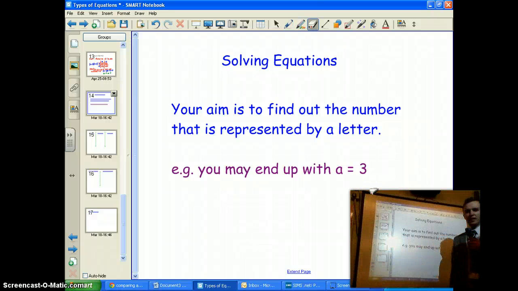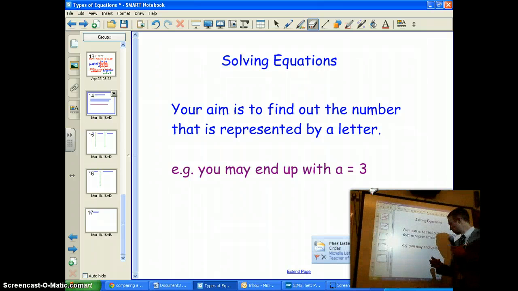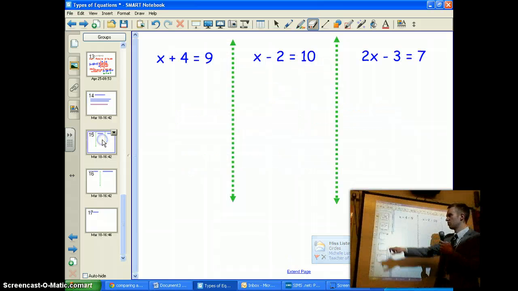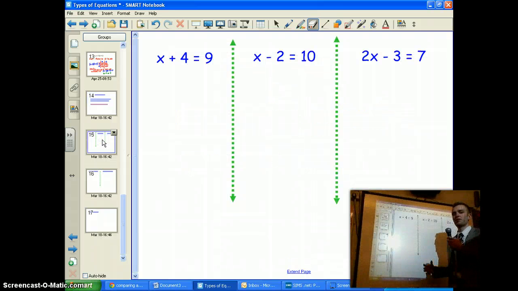Alright, today we are going to look at an equation. When you're trying to solve an equation, your aim is to find out the number that is represented by a letter. So you're basically trying to be a secret agent and discover what comes up. Okay, so let's start with some examples here. They're going to start off pretty easy and get progressively harder.